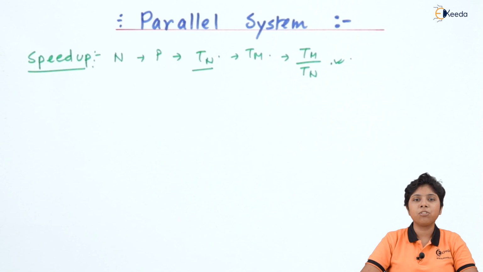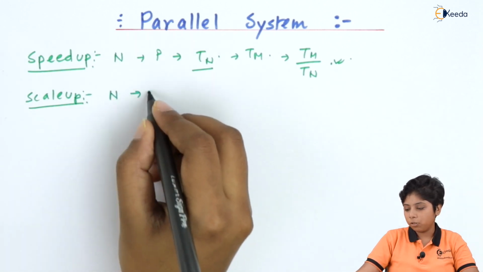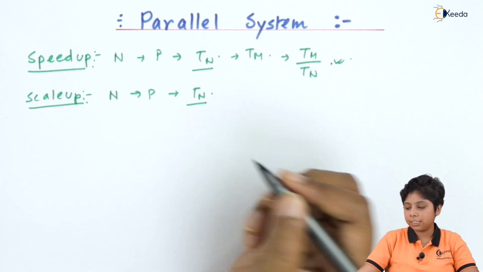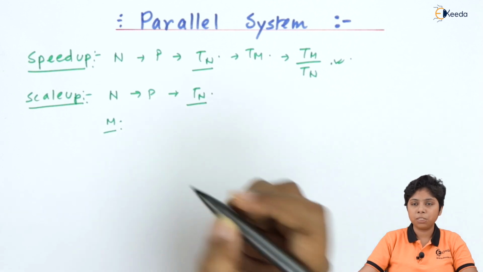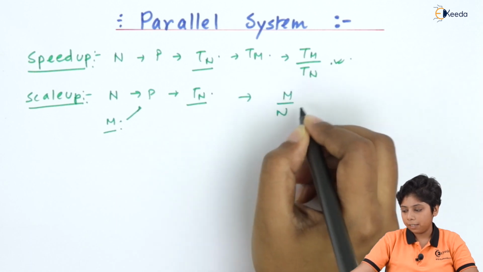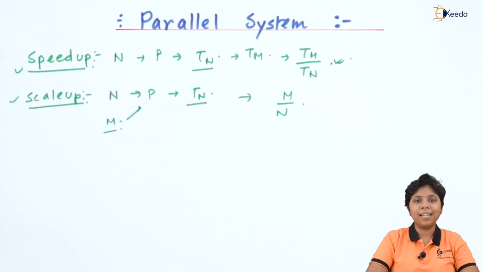There is another term known as scale up. Scale up is a concept complementary to speed up. In a specified time, we increase the number of tasks that can be performed by the processors. Suppose we have a number of tasks n to be done in p processors within time tn. If within this time tn we can perform m tasks in m processors, then the scale up becomes m by n. In this way we can calculate both the speed up and the scale up and then evaluate the parallel architecture on these two.